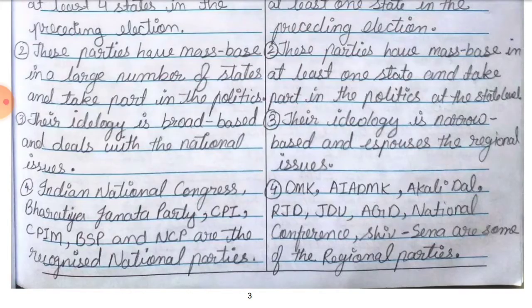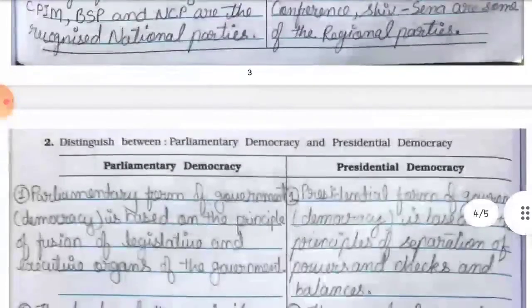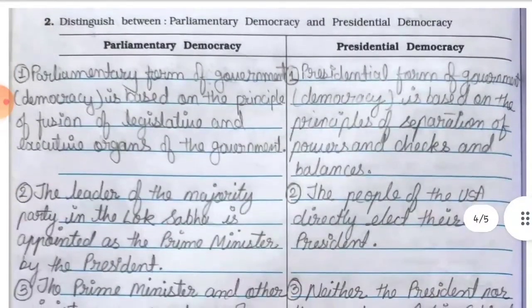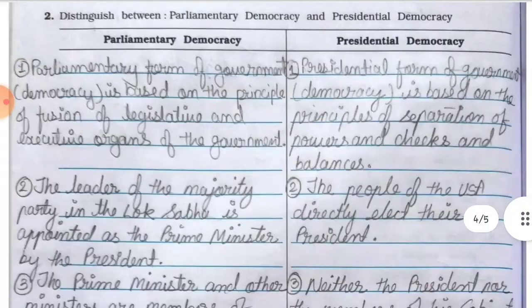Next, regional parties. Point number 4. DMK, AIADMK, Akali Dal, RJD, JDU, AGP, National Conference, Shiv Sena are some of the regional parties. Next, question number 2. Distinguish between parliamentary democracy and presidential democracy.